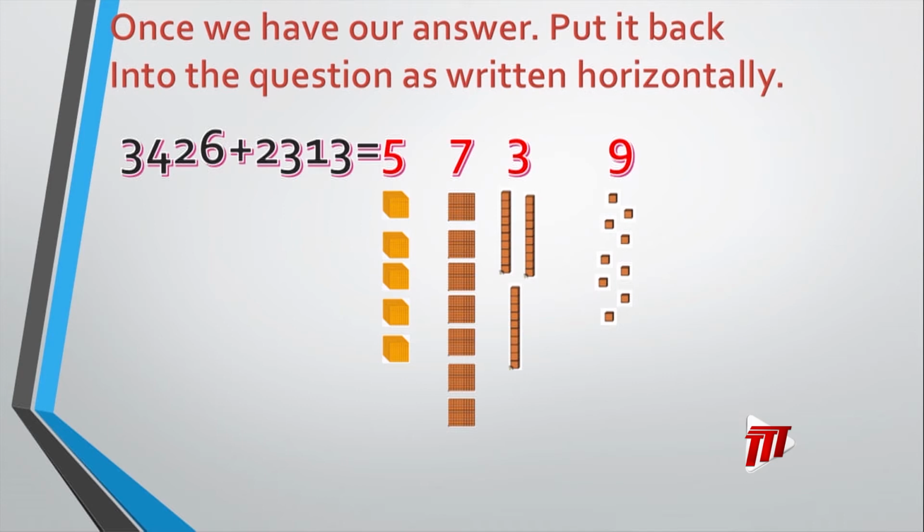So good. So the next step, you have to write it back horizontally. So we found our answer, and you're putting it back into our number sentence. So we have 3,426, which we added on to 2,313, and our answer, our sum, if you remember correctly, is 5,739. And we have our blocks here that shows the place value of all the different numbers in their respective place values.